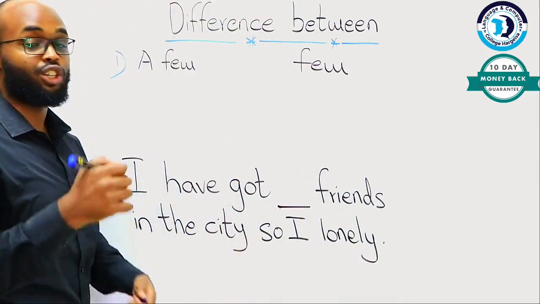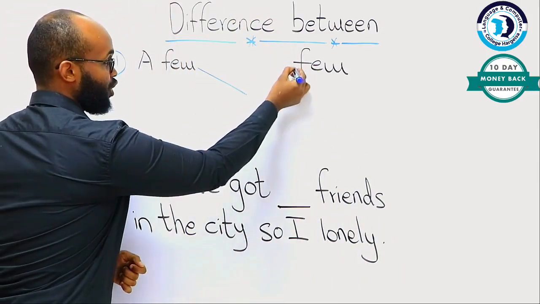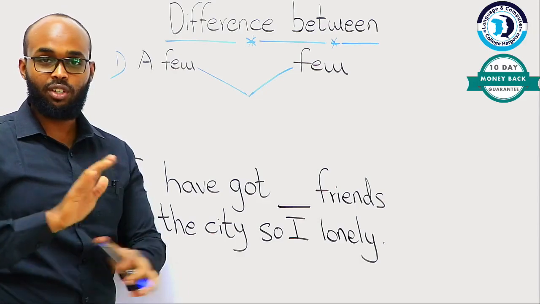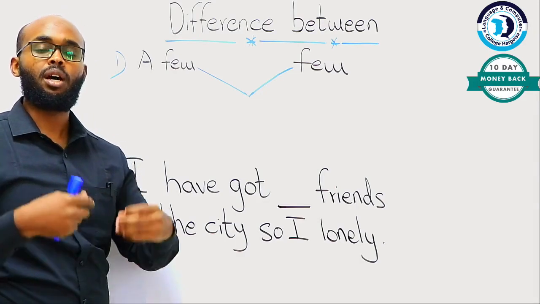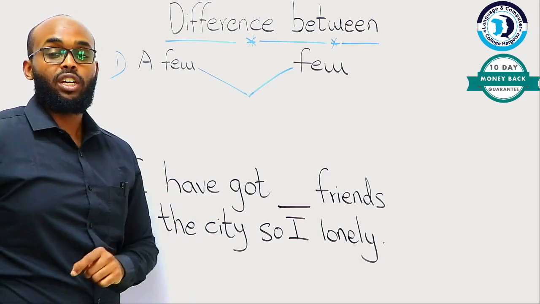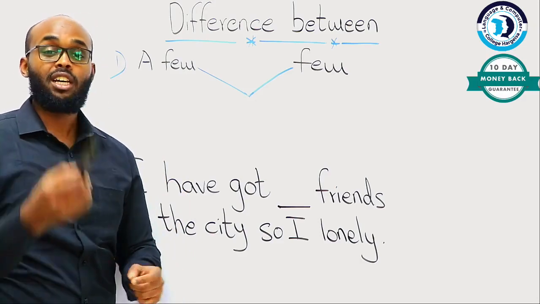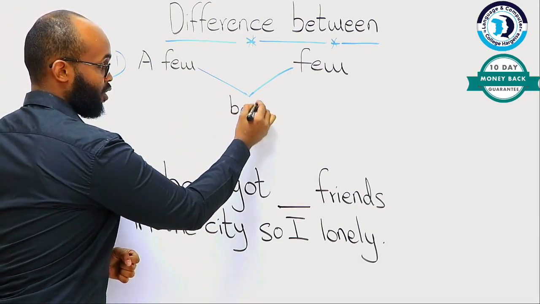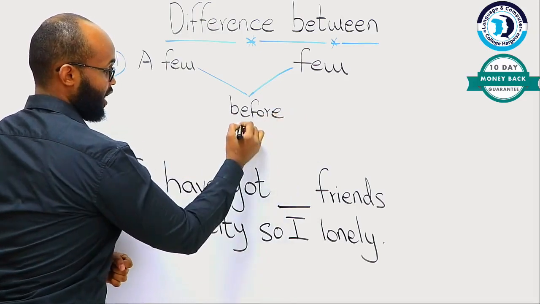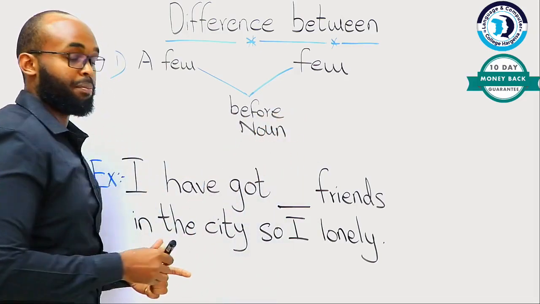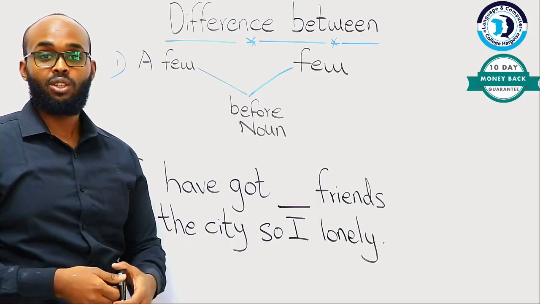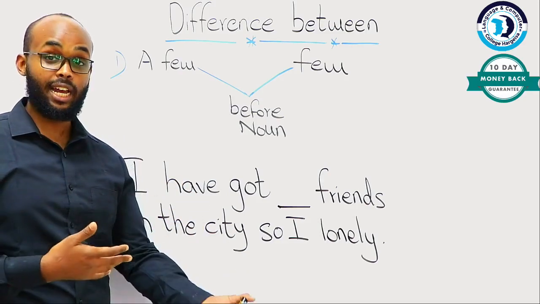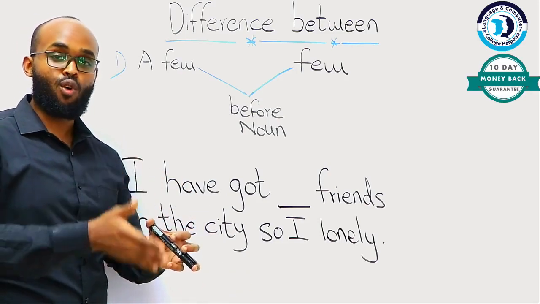Okay? So the first thing you need to understand is these two, they have something in common. It's very easy. First of all, they come before a noun. Okay, they come before a noun. For example, you say few friends. Okay, so friend is a noun, okay? Friend is a noun. So remember, they come before a noun.